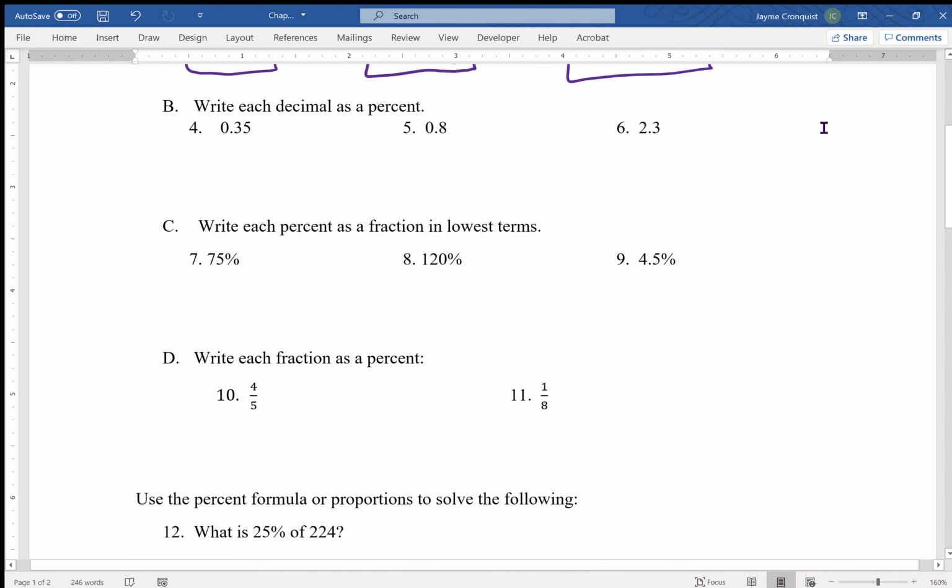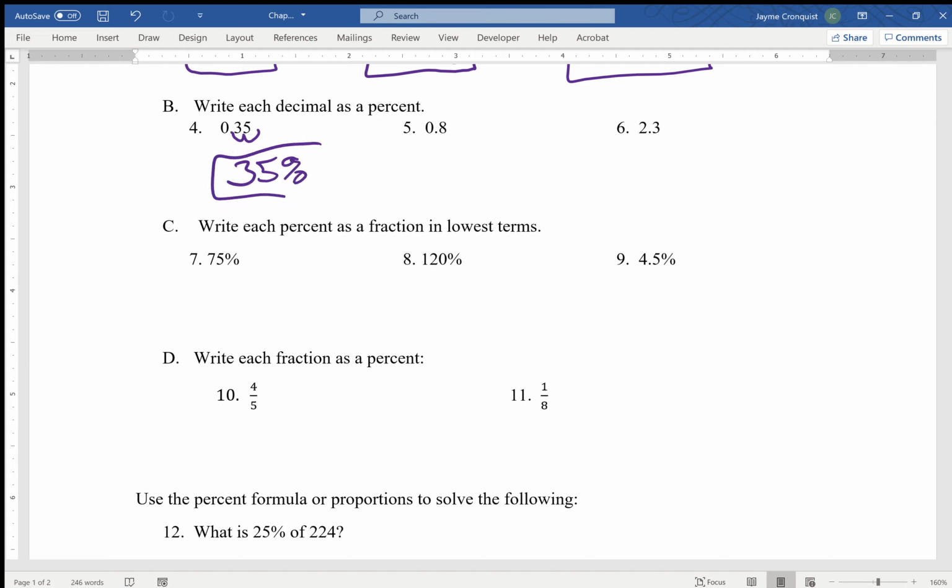All right, write each decimal as a percent. Now we move the decimal place the other direction. It becomes a big number, 35 instead of 0.35, 35%. You will need to write the percent sign. 1, 2, 80%. 1, 2, 230%.